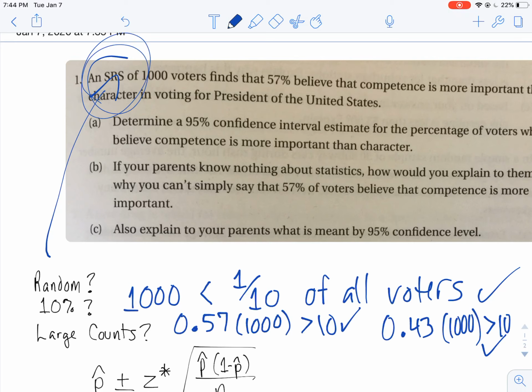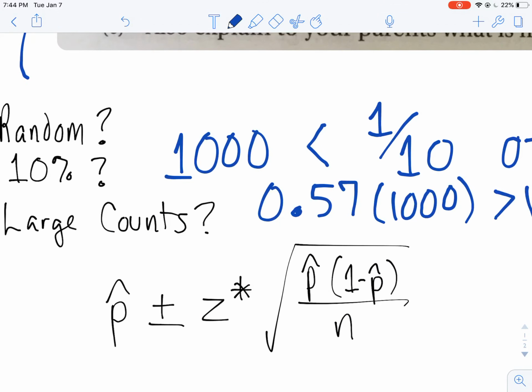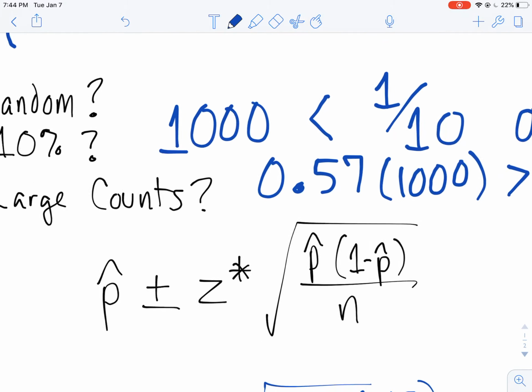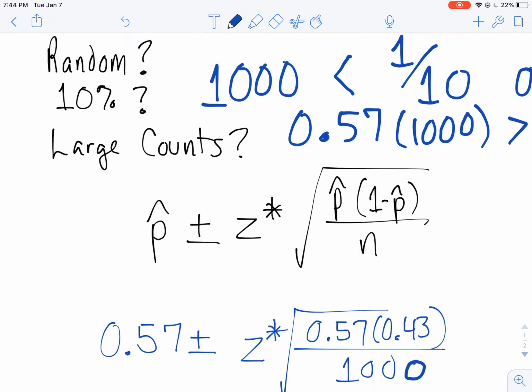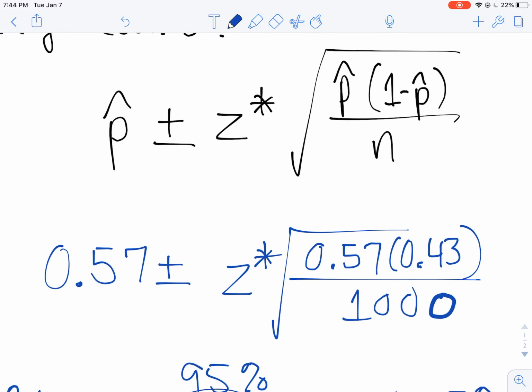If your conditions aren't met, I'd say just note that they aren't met, but you can still proceed ahead with the problem. So you notice I wrote the formula for a confidence interval based on proportions, and that enables me to move forward and fill in my blanks. So I need my statistic. They give me that. It's 57%. So you notice I plugged that in here. I got my statistic of 57, or 0.57. I've also got that here to figure out my standard error, 0.57, and I also have its complement of 0.43, and a sample size of 1,000.